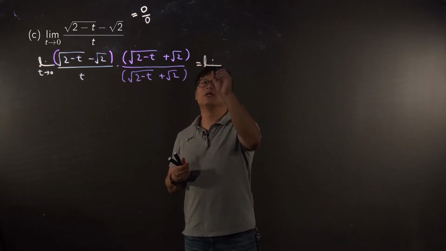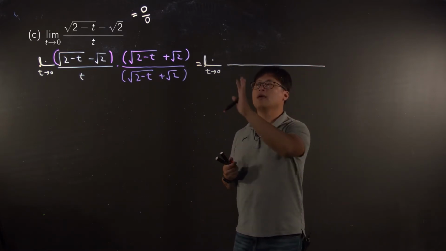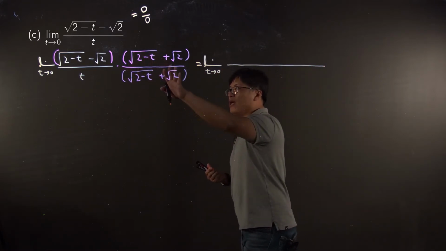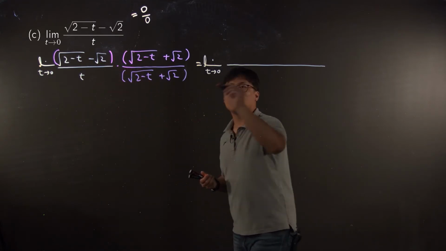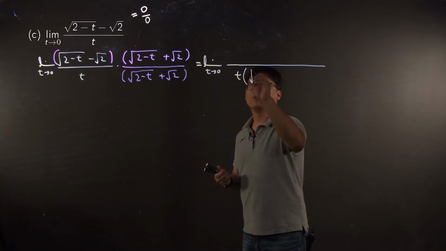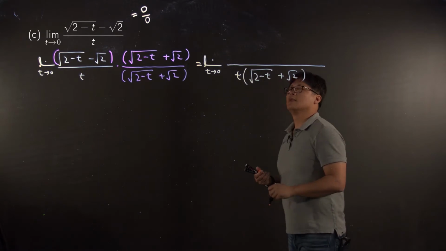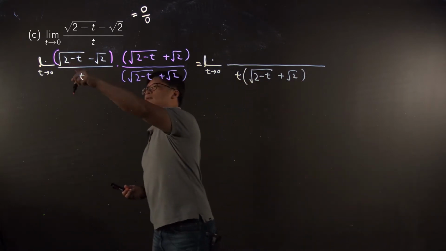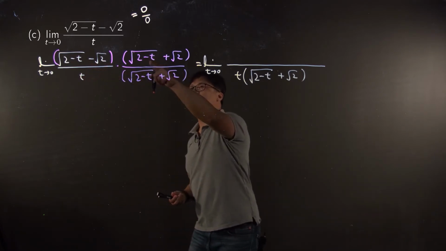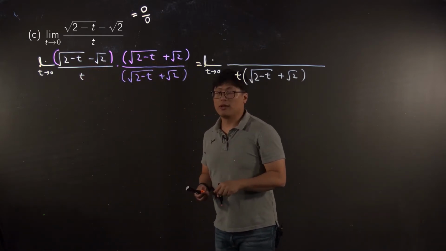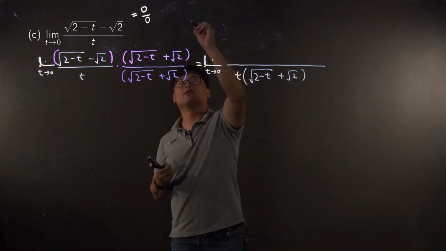Okay, then let me simplify this. Equal to limit t goes to 0. Let me give you one important tip for this. When you simplify this, you're going to take care of the numerator, but don't do anything for your denominator. Just write it again with the parentheses. And then look at the numerator: square root of 2 minus t minus square root 2, and the same thing but plus. Do you remember this? It's from high school, right? I just want to make sure you understand this.